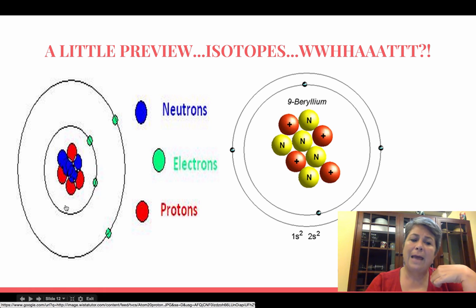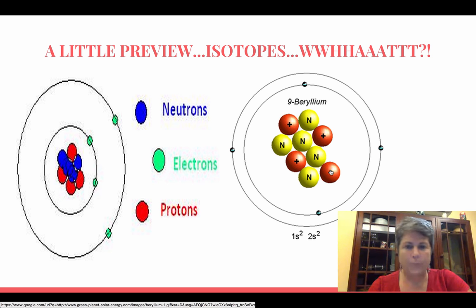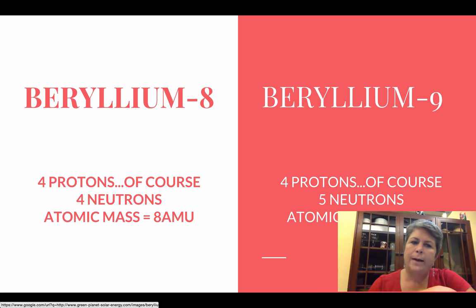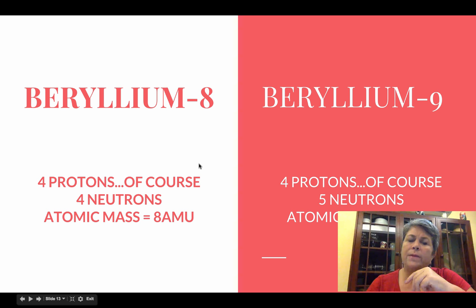So the one on the left. Atomic mass is the number of protons plus the number of neutrons, right? So this has 4 neutrons and 4 protons, so its atomic mass is 8. This one on the right has 4 protons because it's beryllium, and if it has 4 protons, it must be beryllium. And it has 1, 2, 3, 4, 5 neutrons, so 5 plus 4 is 9. All right, so what we're dealing with is beryllium-8 and beryllium-9.